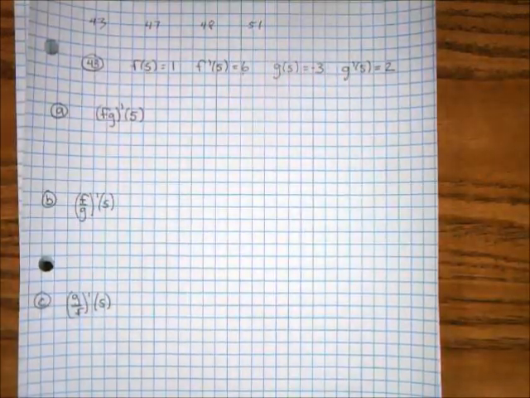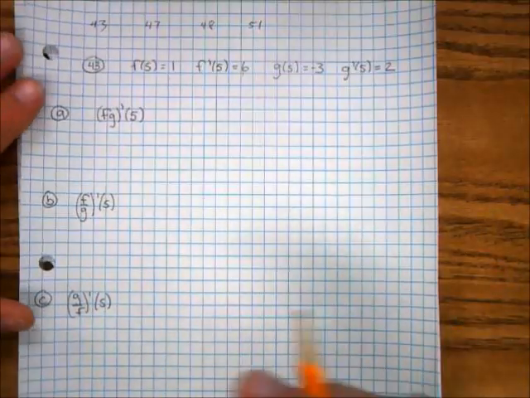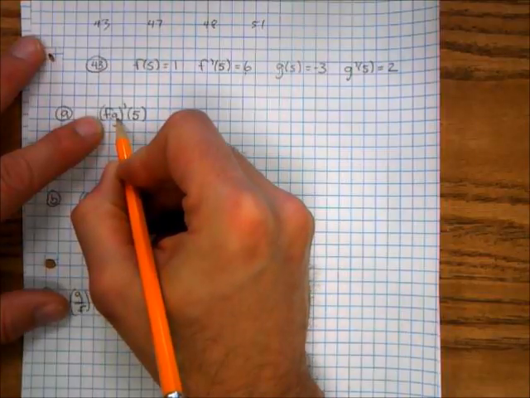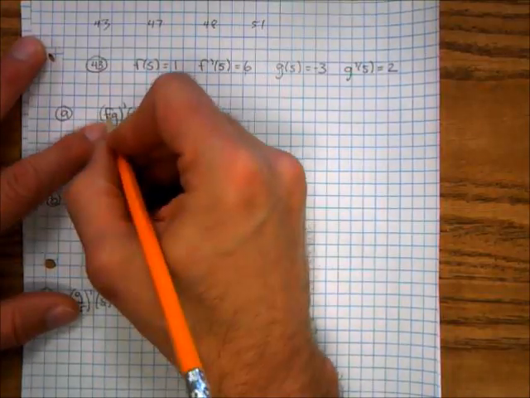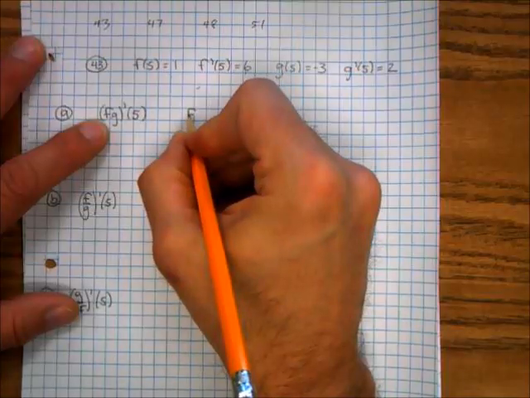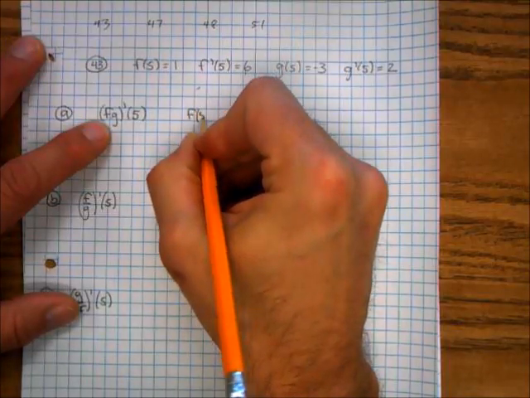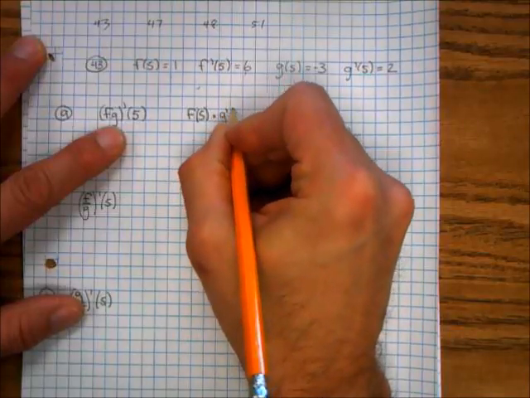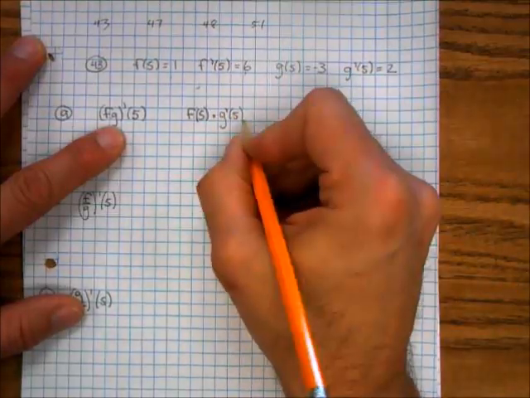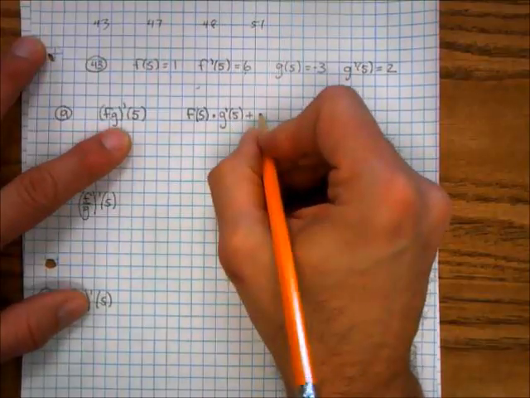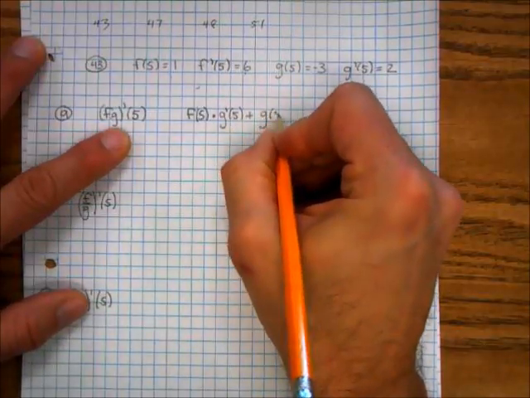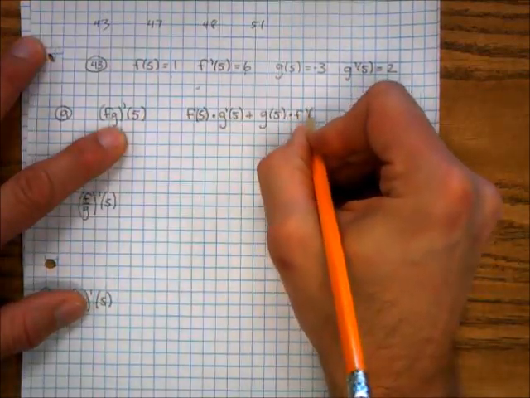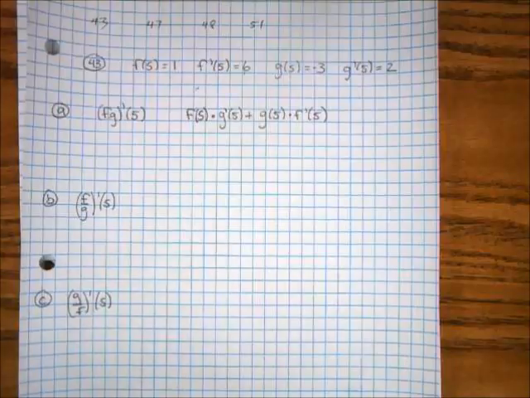Okay? So, watch how this works. If this is a product of two functions, then we need to use the product rule. And the product rule says this. Take the original f function at 5 and multiply it by the derivative of g at 5. Then we're going to add that to the original g function at 5 multiplied by the derivative of f at 5. That's the product rule.